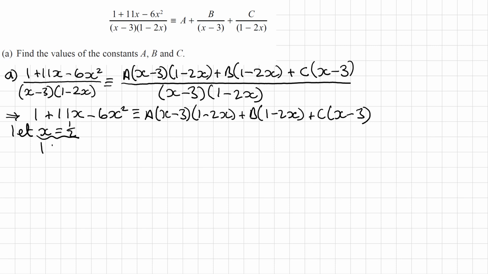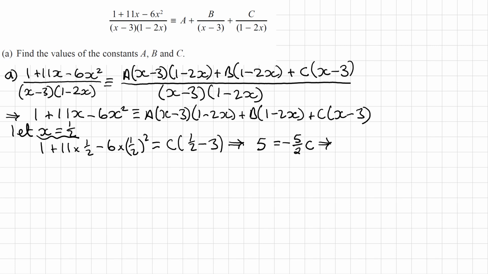So then I'll have 1 plus 11 times a half minus 6 times a half squared is going to be equal to, so that's gone, C times a half minus 3. So let's evaluate that and see what we get. So that gives 5 is equal to negative 5 over 2 C, and that will give C equal to negative 2. So let's just highlight that so it doesn't get lost amongst the rest of my working.